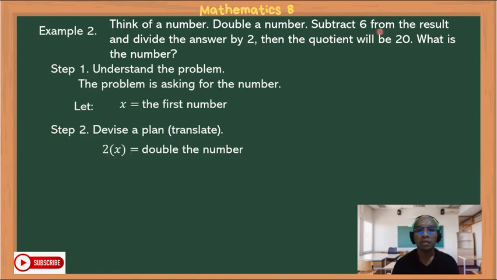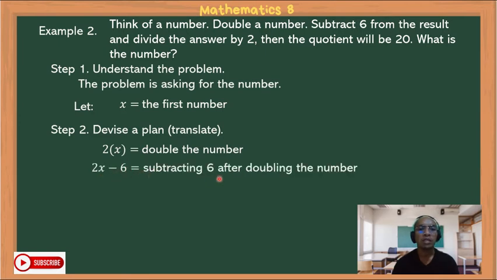Then subtract 6 from the result. After doubling the number, the result is 2x, then subtract 6 from the result. So that would be represented by 2x minus 6 as the expression. Then after which, divide that number by 2 and the quotient would be 20.